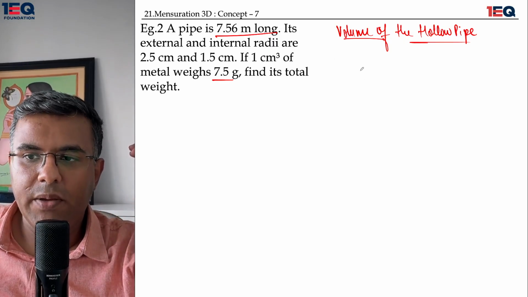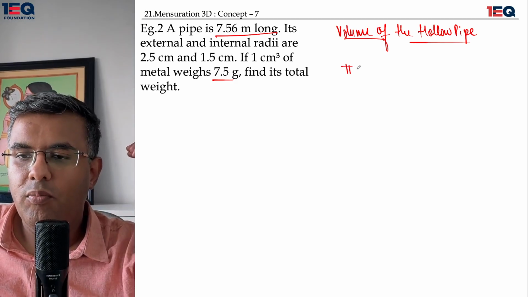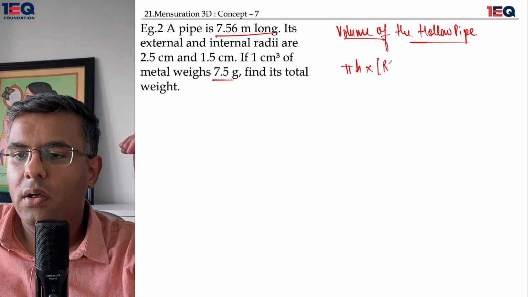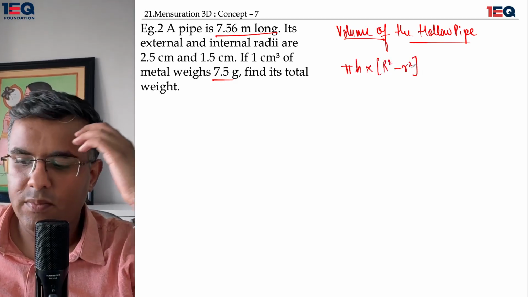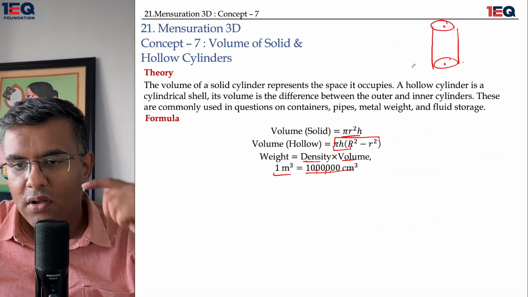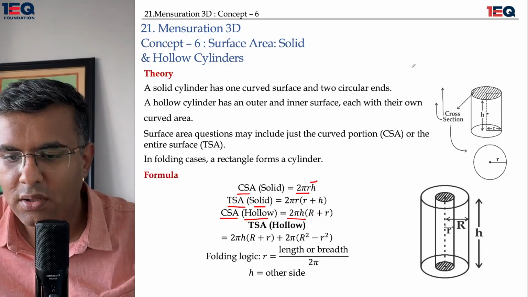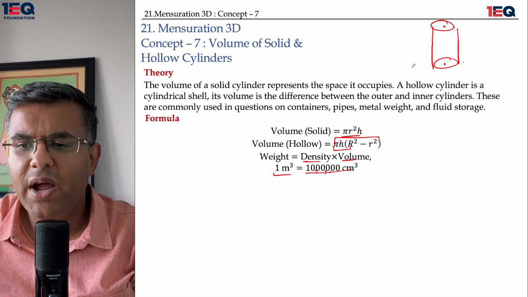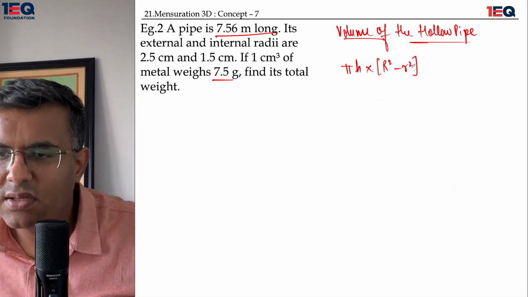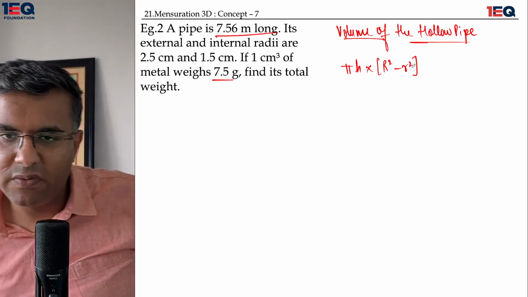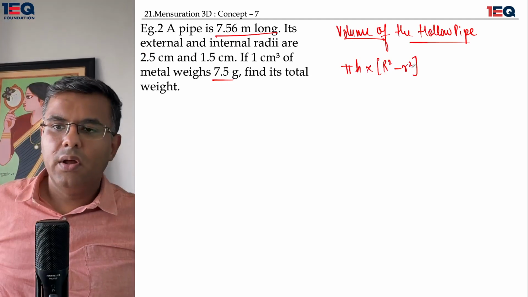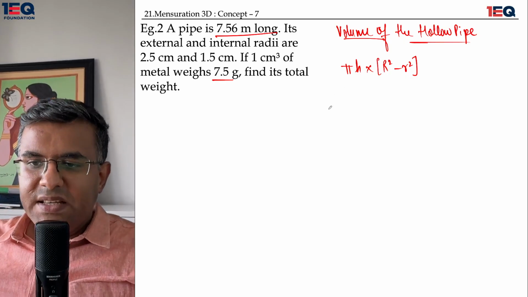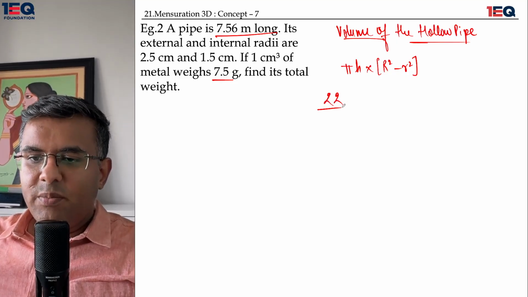The volume of the hollow pipe would be equal to pi h multiplied by capital R square minus small r square. We have already done it here in this part, right? Just let me reconfirm. Yes, pi h multiplied by capital R square minus small r square. This is the volume of the hollow pipe. The best part is the height that is given to us is divisible by 7. So we'll be seeing easier calculations from the beginning itself.